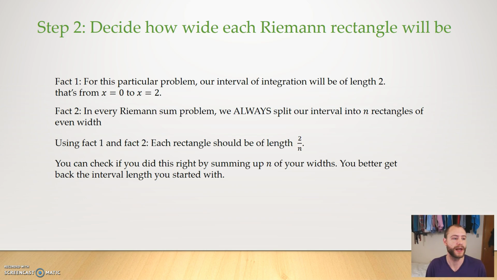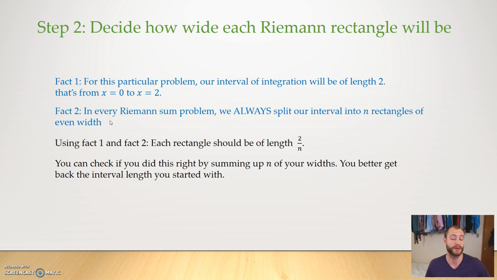Step 2, decide how wide each Riemann rectangle will be. Well, for this particular problem, our interval of integration will be of length 2 because we're going to go from x equals 0 to x equals 2. Okay, why do I want to know that? Fact 2, in every Riemann sum problem, we always split our interval into n rectangles of even width.